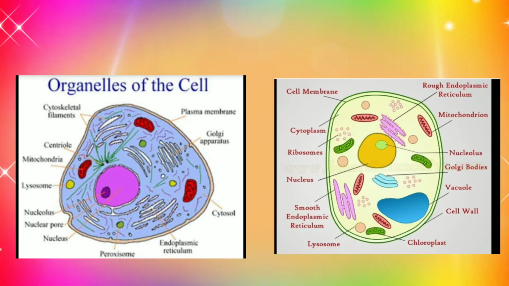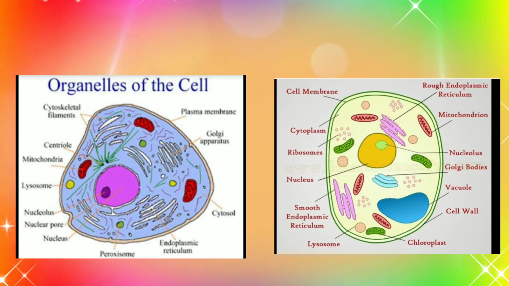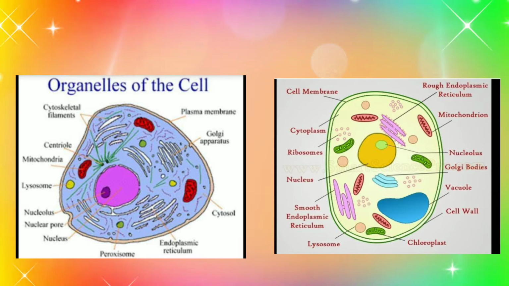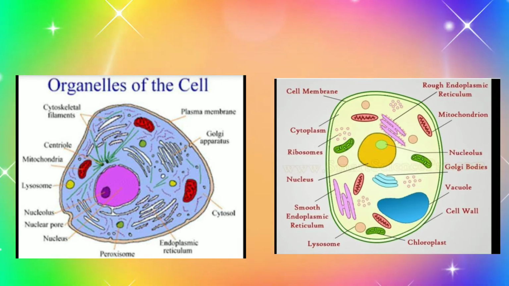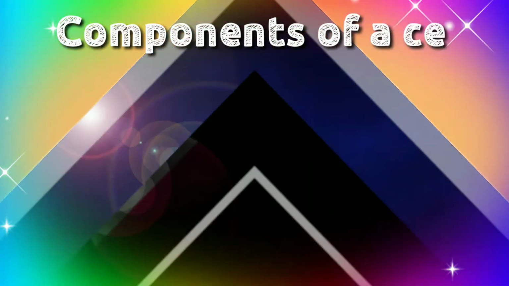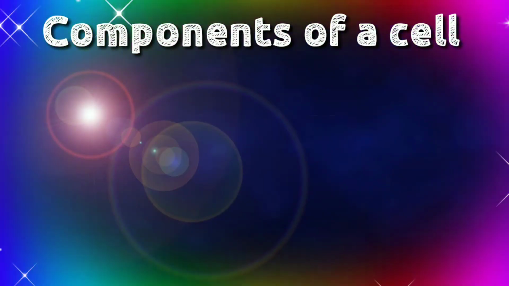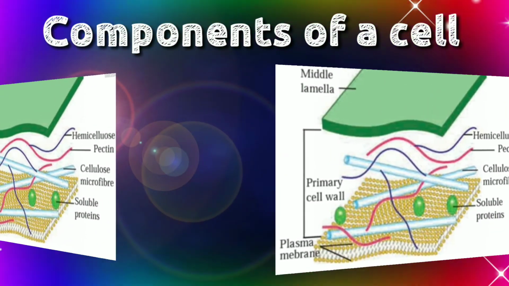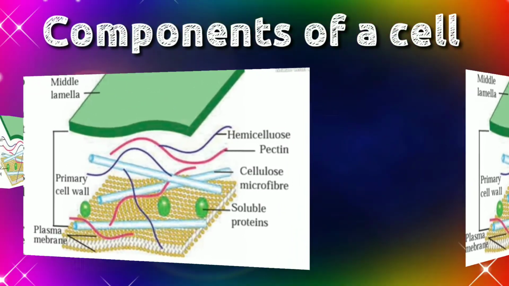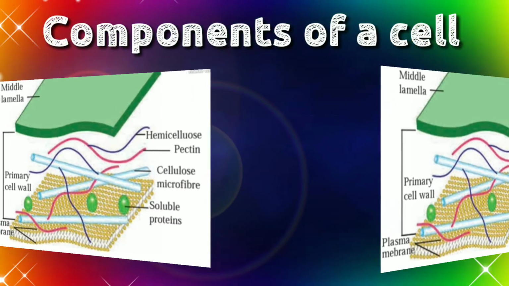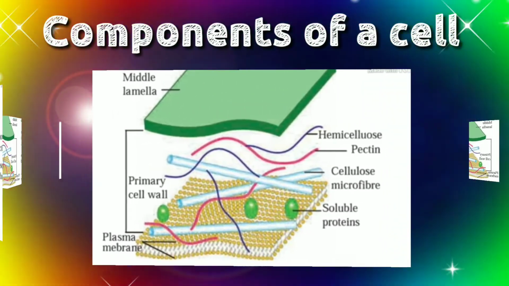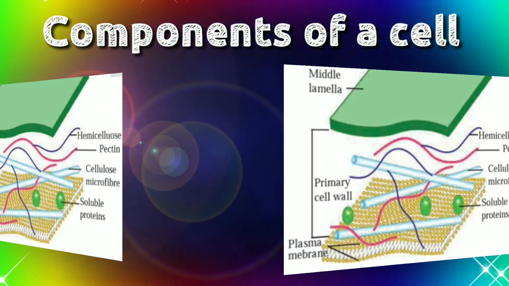Students, observe the figure. Write the name and complete the chart in your textbook. Let us see components of a cell, and that first is cell wall. Students, cell wall is found around cells of algae, fungi and plants. Animal cells lack cell wall.